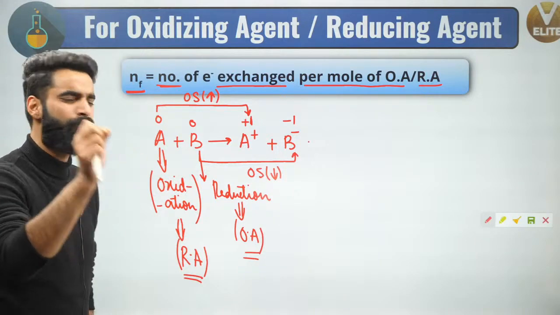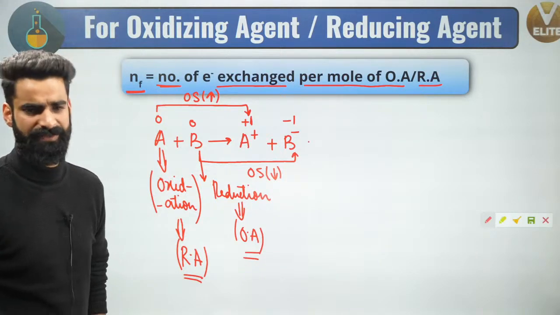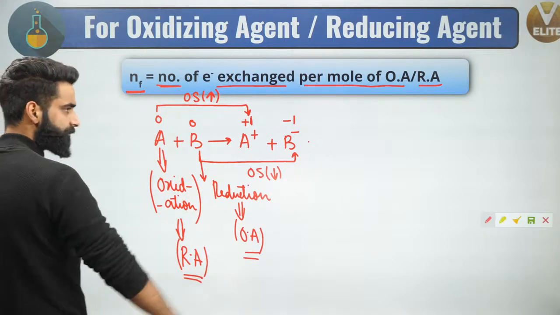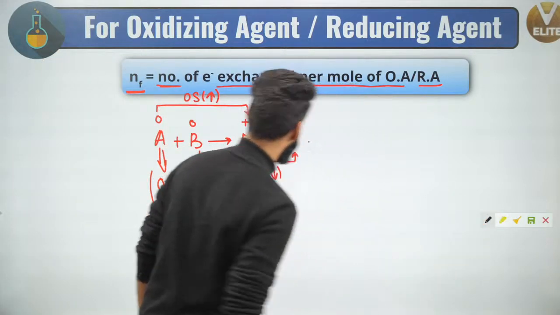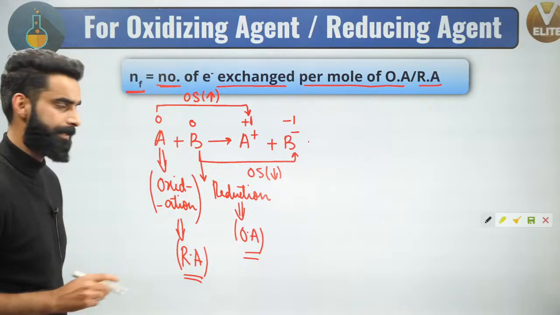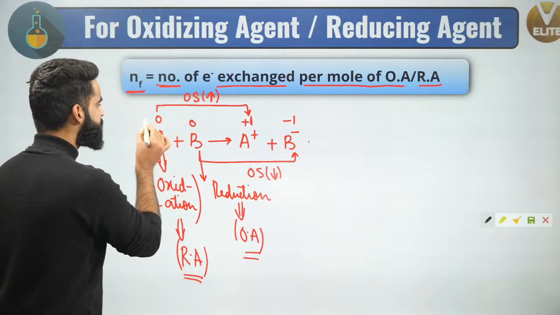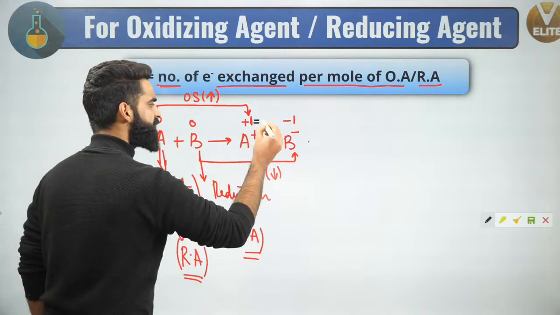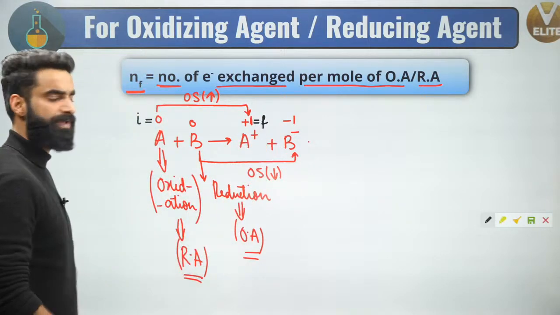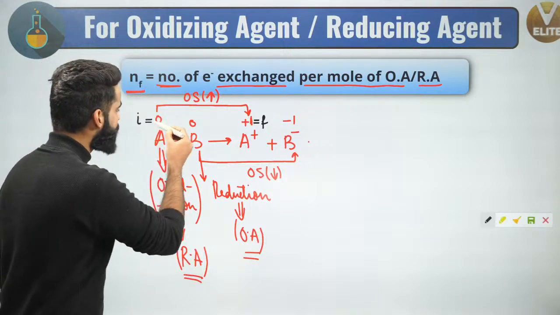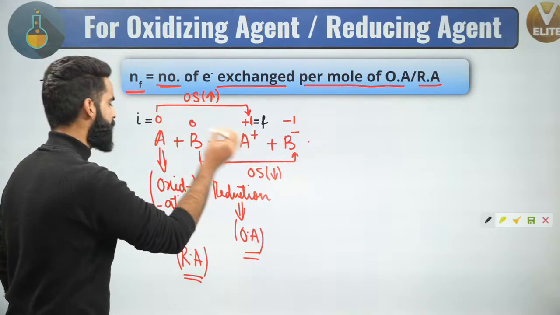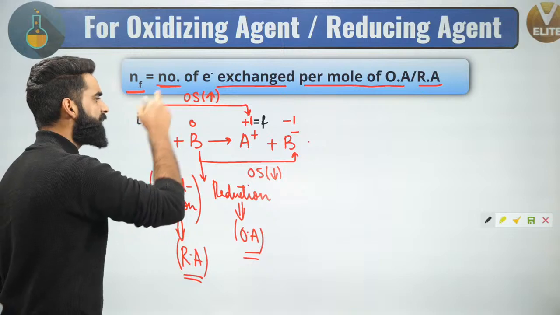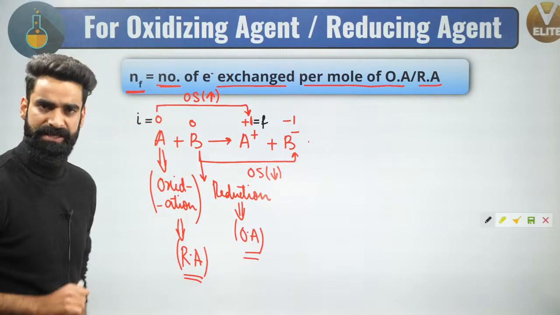For that, let me tell you one simple thing. Understand properly what I'll say. Can I call this 0 as the initial oxidation state of A? Can I call this +1 as the final oxidation state of A? Yes. The oxidation state of A is changing from 0 to +1. 0 is the initial oxidation state of A, +1 is the final oxidation state of A.